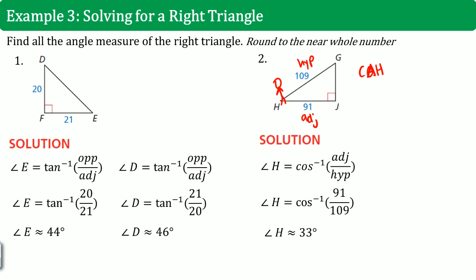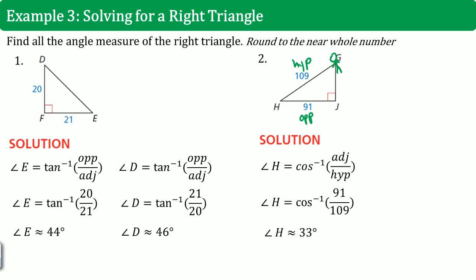Let's look at it from the point of view of G now. We draw the person here on angle G. Notice I draw the person each time I look at a different angle. Why? Because that's how I prevent getting the question wrong. I'm just going to label it. 91 is my opposite. 109 is our hypotenuse.